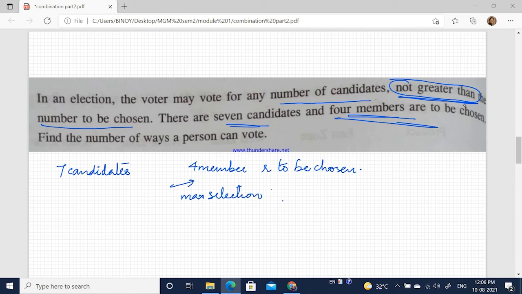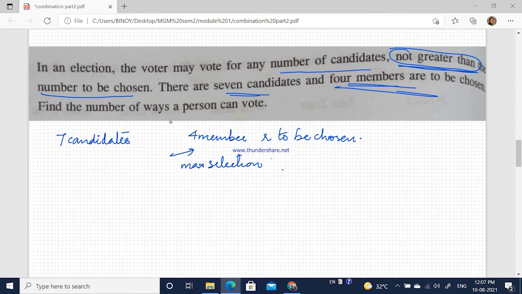Okay, so not greater than the number to be chosen means 4 is the maximum number of elements. So the voter can vote for any number of candidates but not greater than the number to be chosen. So the maximum selection involved is only 4. Okay, if that is the case, what is the number of ways a person can vote? So 7 candidates are involved. From this, 4 members are to be chosen. The maximum selection given is 4.